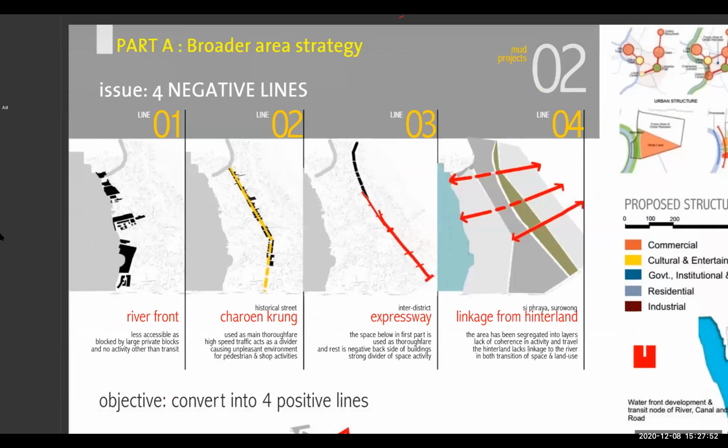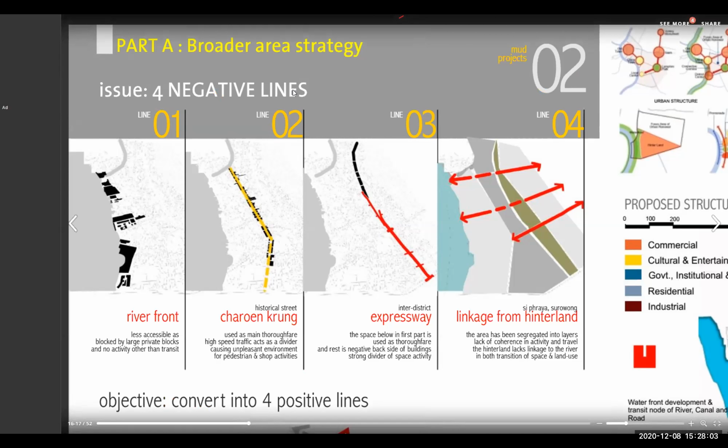We summarize this as the issue of that whole district after we did research for two months with a big team, and then it gets to a small team. We said it can be summarized, even in a little bit of a tricky way, as four negative lines. We said the number one issue is that the shoreline is actually not working because there are a lot of private buildings. You cannot go to the riverside. Number one issue, so we call it the first negative line.